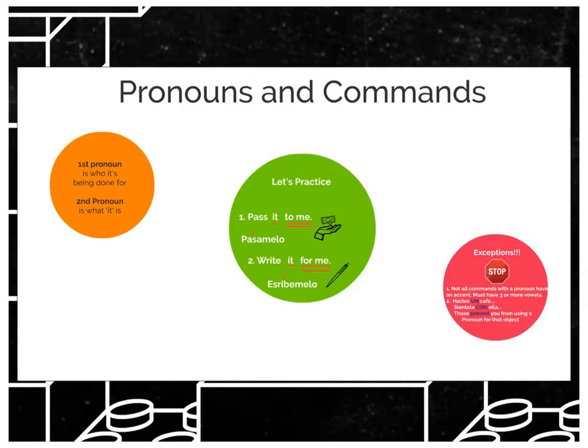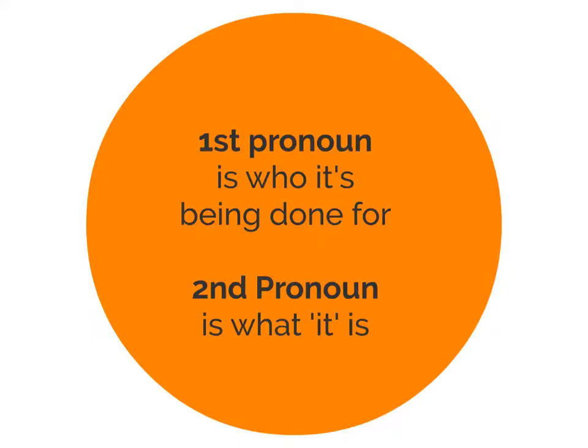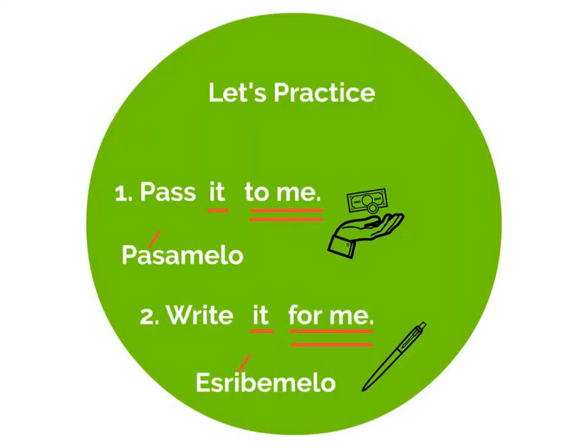Okay, pronouns and commands. First, for pronouns, the first pronoun out of your sentence is going to be who it's being done for. That's your indirect object pronoun, by the way. The second pronoun is going to be what it is. That's your direct. So indirect comes first, direct comes second, and really the first would be your reflexive if you needed to have a reflexive sentence.